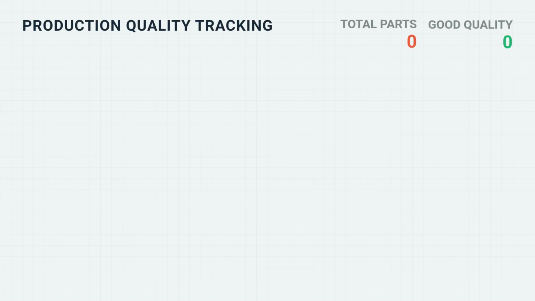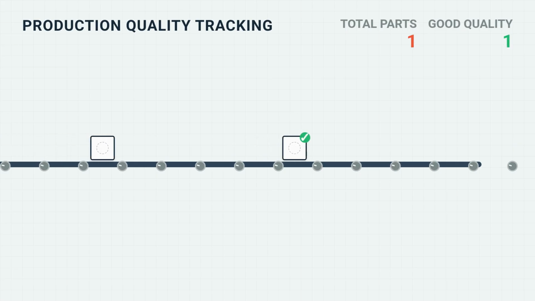Total parts produced counts everything your equipment made, regardless of quality. Finally, good parts quality tracks only the parts meeting your specifications.